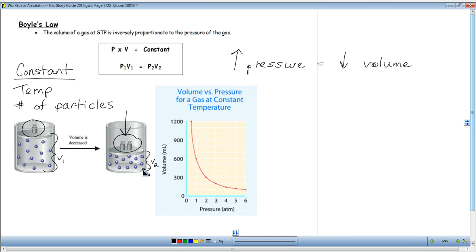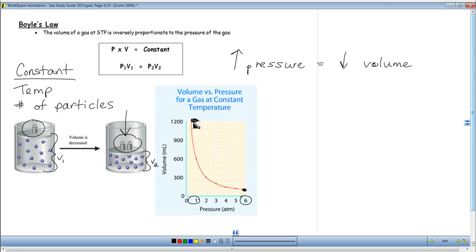If I also try to study this relationship in the lab and graph my results, which is what we're going to do, we should create a graph that looks just like this, where at my highest pressures, I have my smallest volumes. At my lower pressures, I have my highest volumes. It's an inversely proportional relationship, and the graph always looks similar to this.